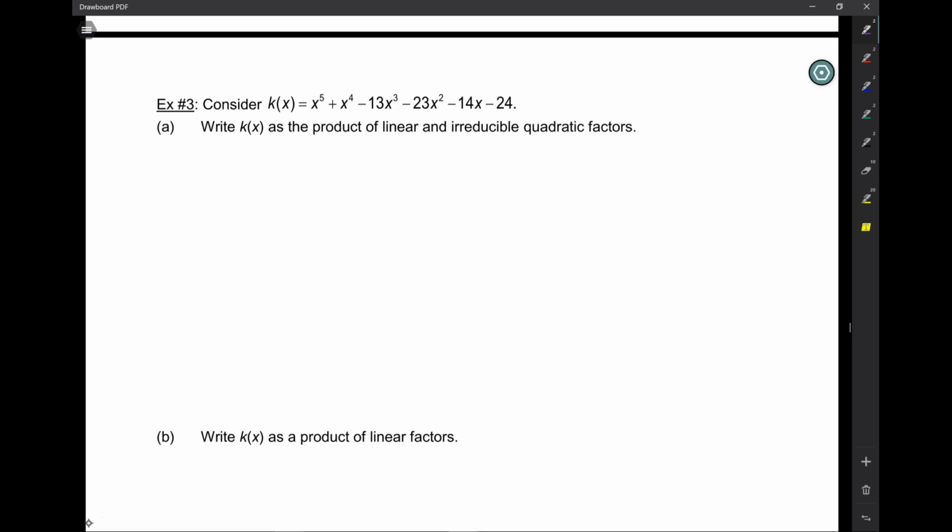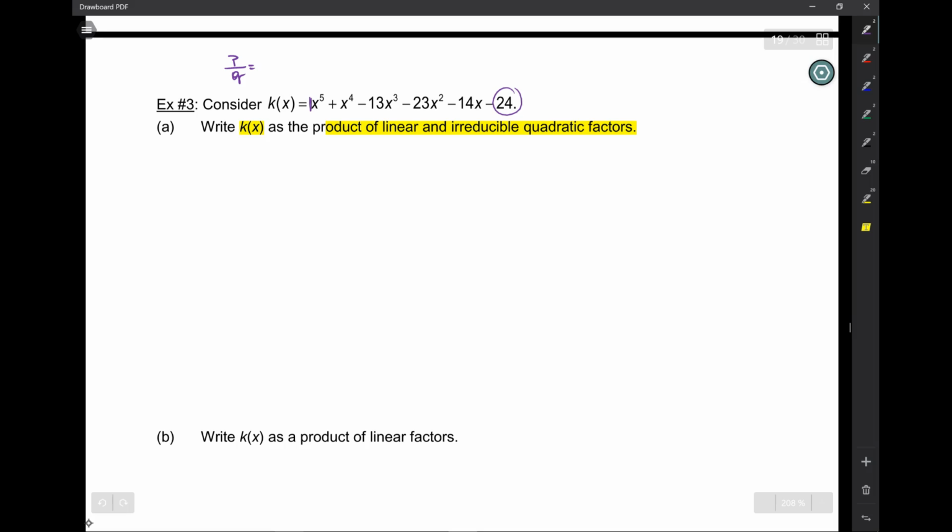Okay? We're going to solve this. Here we go, putting it all together. It says, write K as the product of linear and irreducible quadratic factors. So let's do that. We're going to do P over Q. There is a coefficient of 1, so it's just going to be the P, right? So P over Q, we're just going to look at the 24.